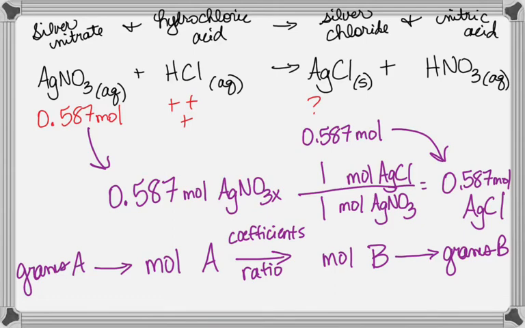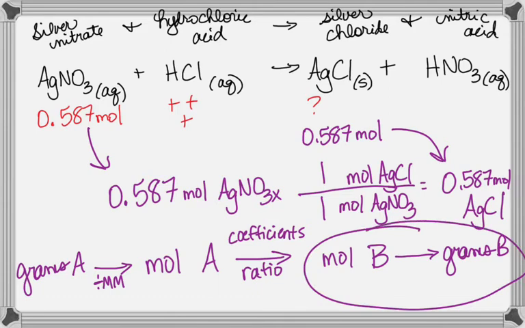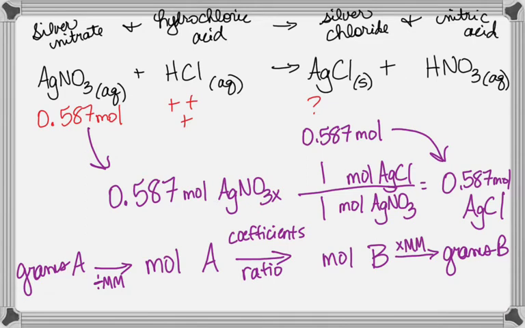Okay? Hang in here with me. How do you convert from grams to moles? You divide by the molar mass. Again, we were doing that last time. How do you convert from moles to grams? You multiply by the molar mass. Remember, the molar mass is when we add things up from the periodic table. The molar mass of what? If you're doing grams of A to moles of A, you're looking for the molar mass of whatever A is. If you're going from moles of B to grams of B, you're looking for the molar mass of whatever B is.